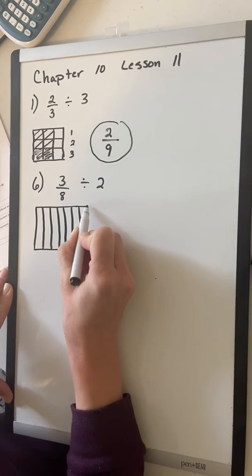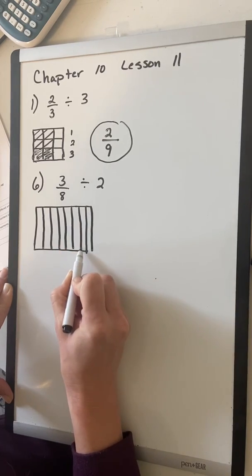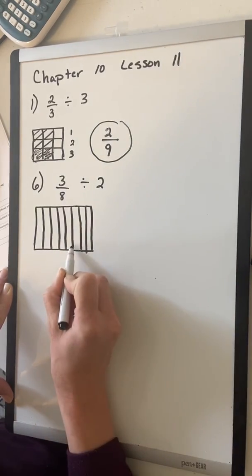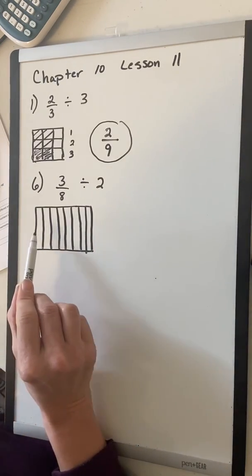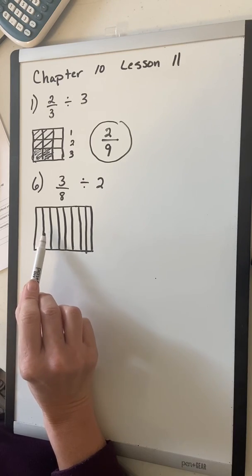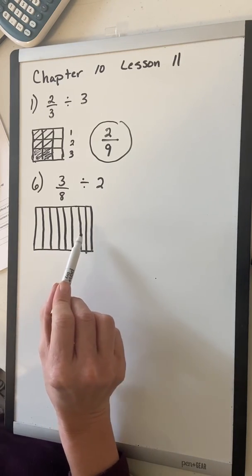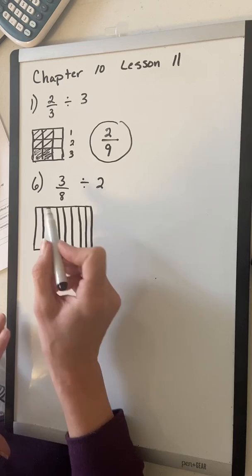I tend to always use a square because I'm not artistic and my lines aren't very neat, and this is just the easiest way to do it. Now notice mine kind of turned into a rectangle, no problem. But let's just make sure we have 8 different sections. 1, 2, 3, 4, 5, 6, 7, 8. Great. We shade 3/8 of those.